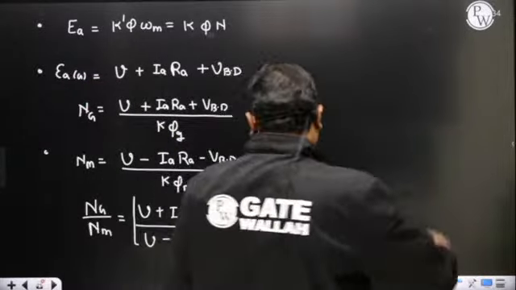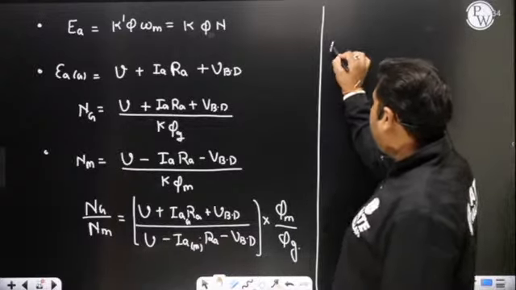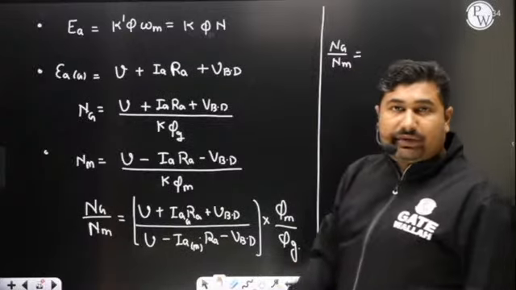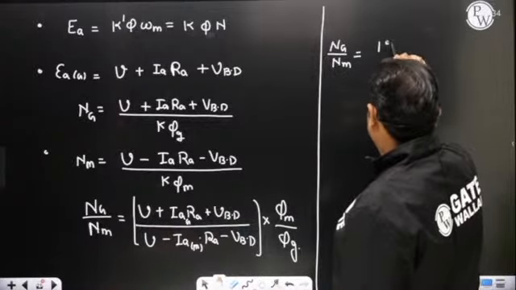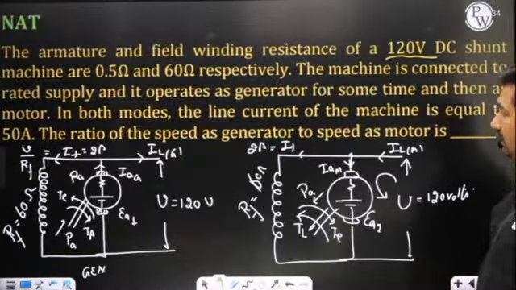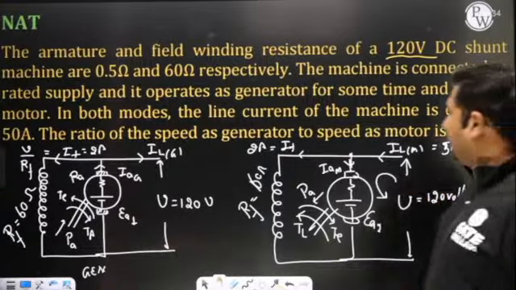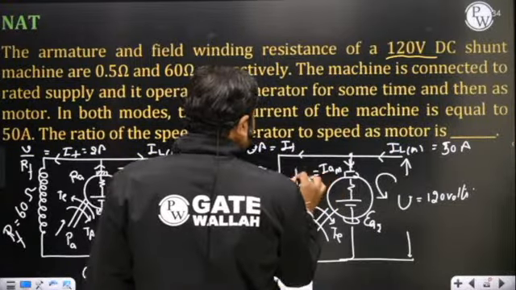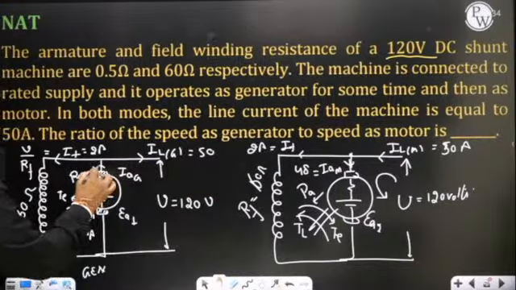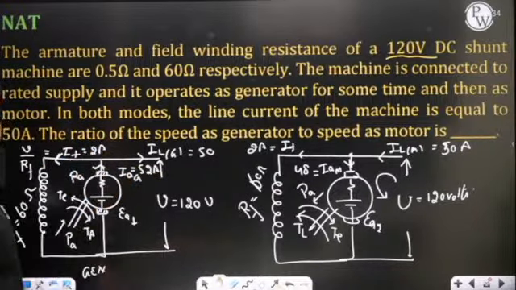However, if the field current is not changing, it means flux is not changing. So we have this ratio Ng by Nm. From now onward, we can write directly, sir. So this will become 120 plus, what is the load current in both the cases? Load current in both the cases is given to you, 50 ampere. So 50 minus 2 is 48 in case of motor, and 50 plus 2, 52 in case of generator.